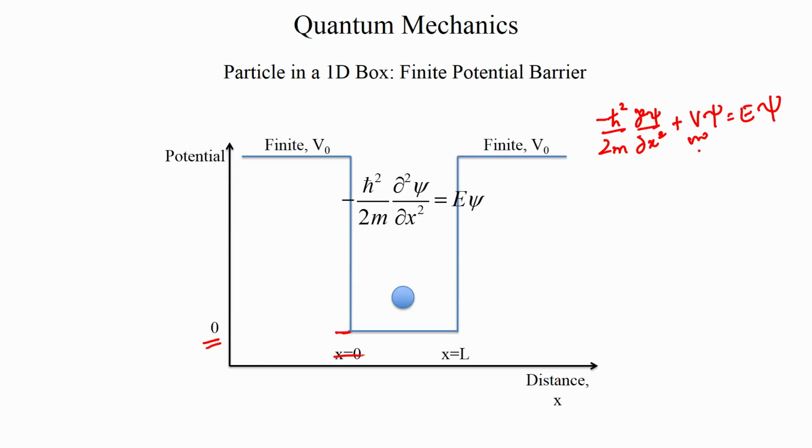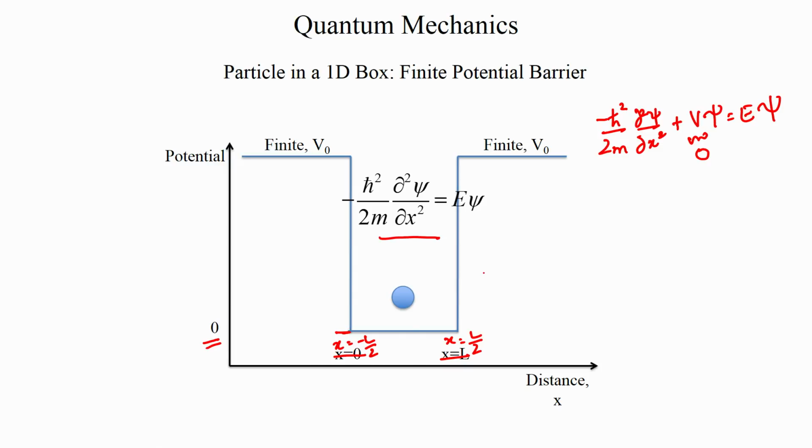And once again, let me correct these axes, because that is consistent with what I have written later. Inside the box we find that Schrodinger's equation is simply this, because my potential term is 0 inside this box.